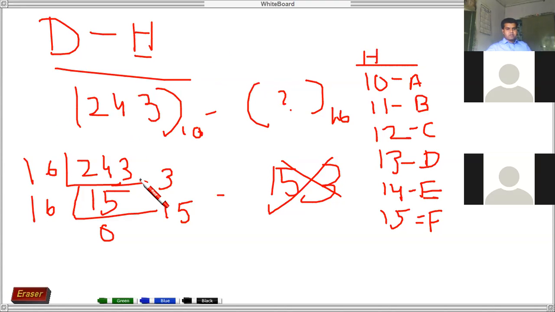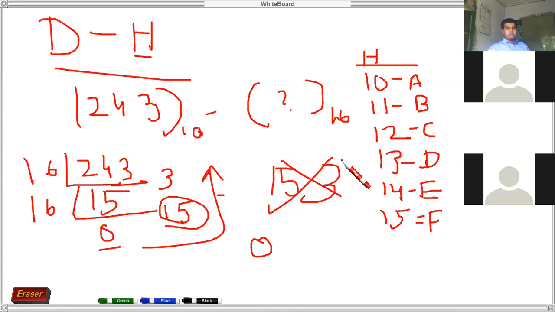Okay. So now you see again from the bottom, 0 is a single digit number, so 0 will come as it is. Now next you have 15. Now in the hexa number system, please put your mute option on. Your sound is coming.